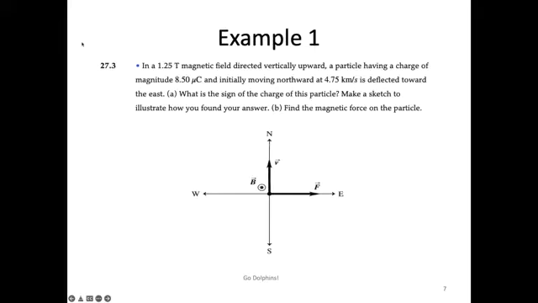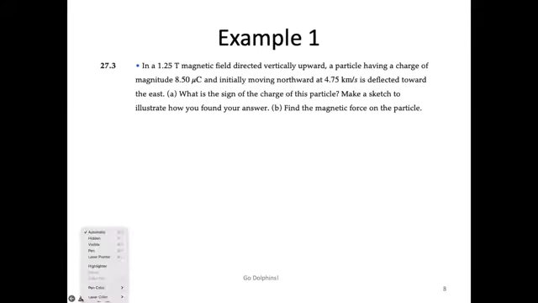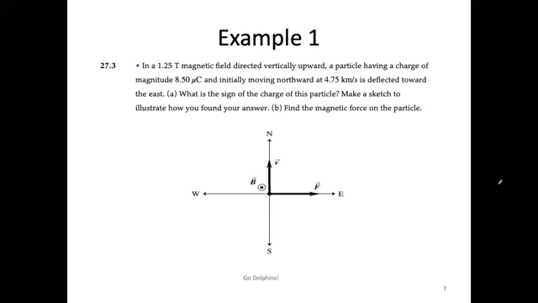Now we are ready for the following example. So we know the magnitude of the magnetic field, which is 1.25 Tesla. And the charge is 8.5 microcoulomb, moving in the north with a velocity 4.75 km per second. It's deflected to the east, which means the force is pointing to the east. And we ask what's the sign of the particle.